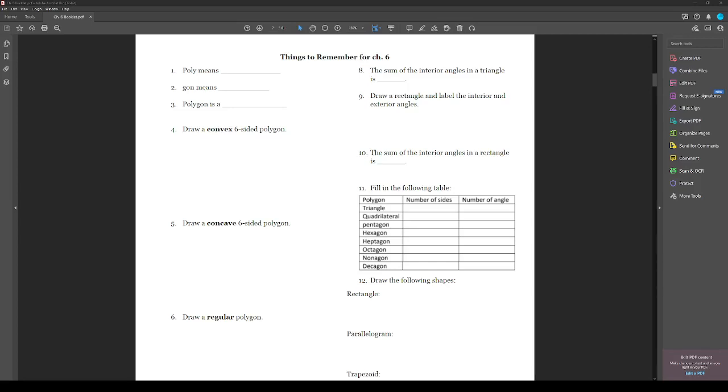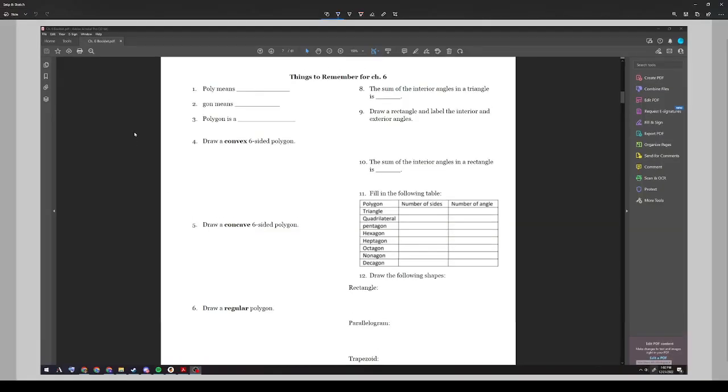All right, today we're starting chapter 6, in which we're going to be talking about polygons. And we've talked a bit about these already this year, and a lot of it was review even from previous years. So to start the chapter, we're going to look at some of this review information about just the basics of what polygons are and remembering some of the vocabulary.